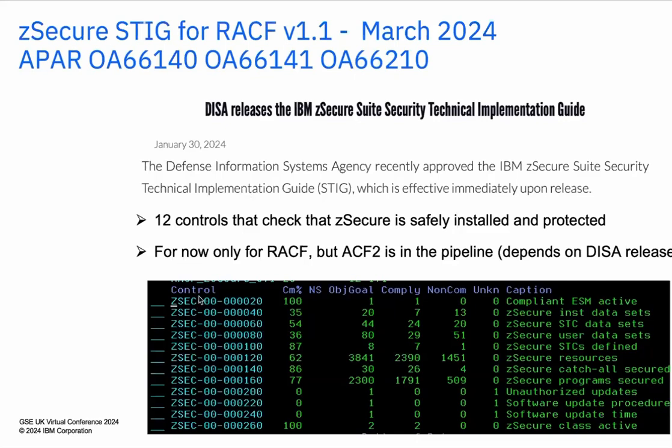And as you can see, this is directly taken from our product. So they are the control numbers. So these are the STIG identifiers, as you would call them. And we check different security exposures. So we make sure that your installation data sets, started tasks, user data sets, your zSecure resources are well protected. And also the zSecure class is active. So this is currently the 12 controls published by DISA and implemented by us.